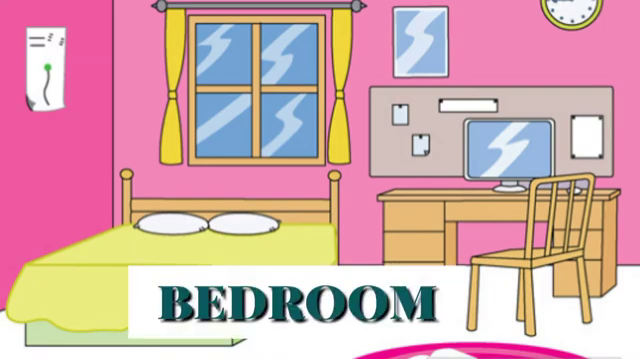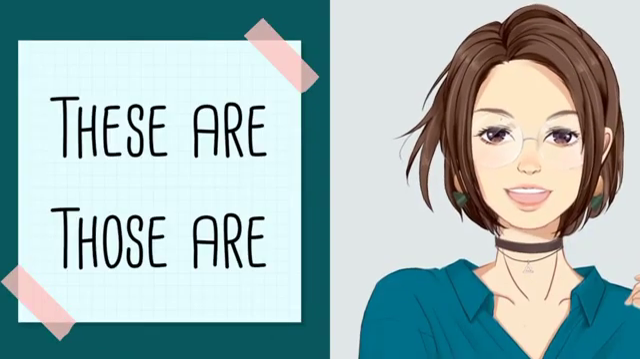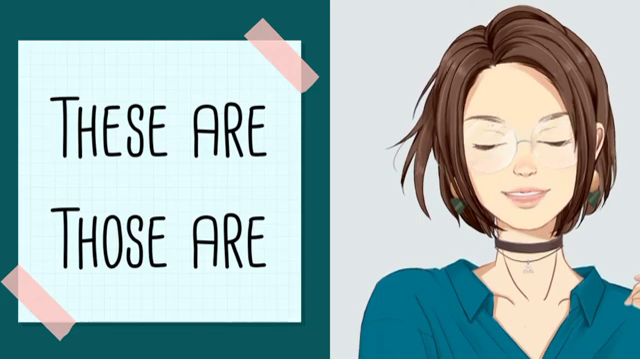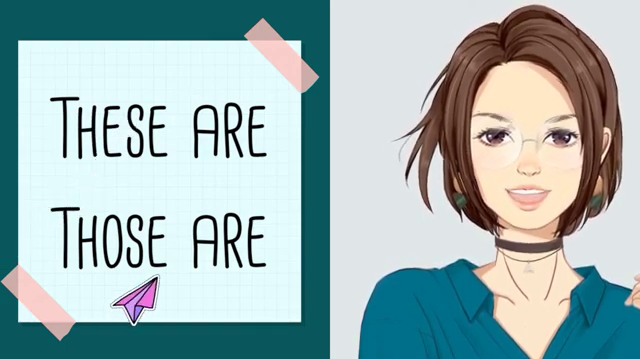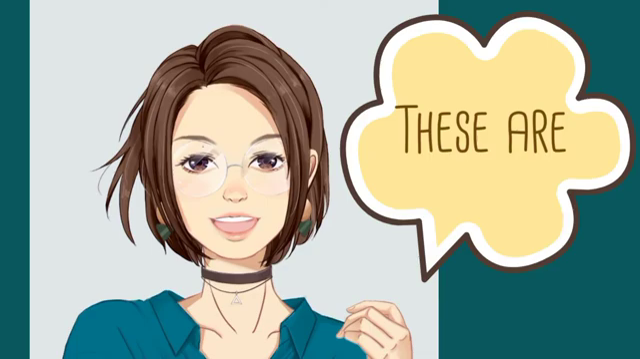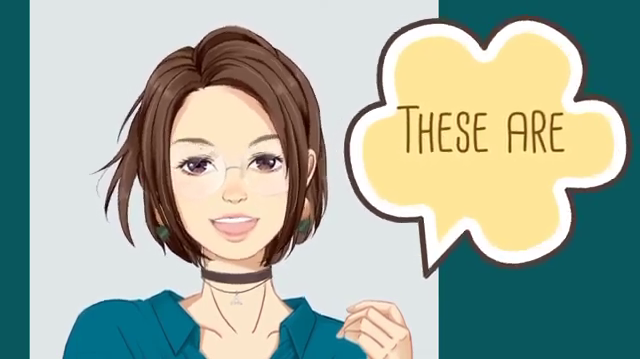This is the bedroom where we rest and sleep. And this is the bathroom where we take a bath. Today, let's also learn about the use of these are and those are. Let's start with how Maria used these are in sentences, showing some things in her house.